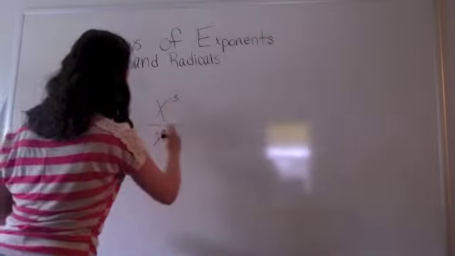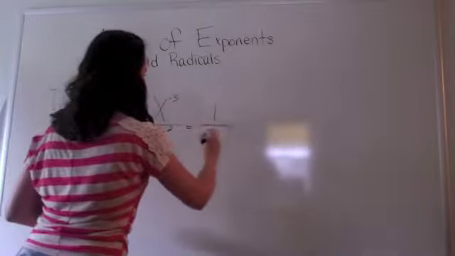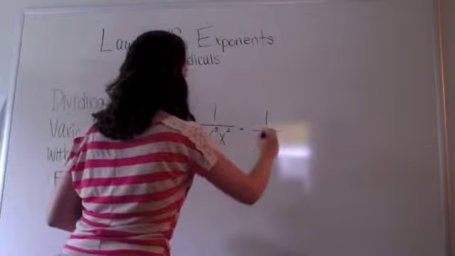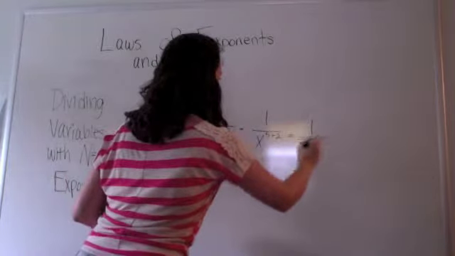In example 5, you have x to the negative 5th divided by x to the 2nd. Move the x to the negative 5th to the denominator and make it a positive. Then add the 2 and the 5 and be left with 1 over x to the 7th.